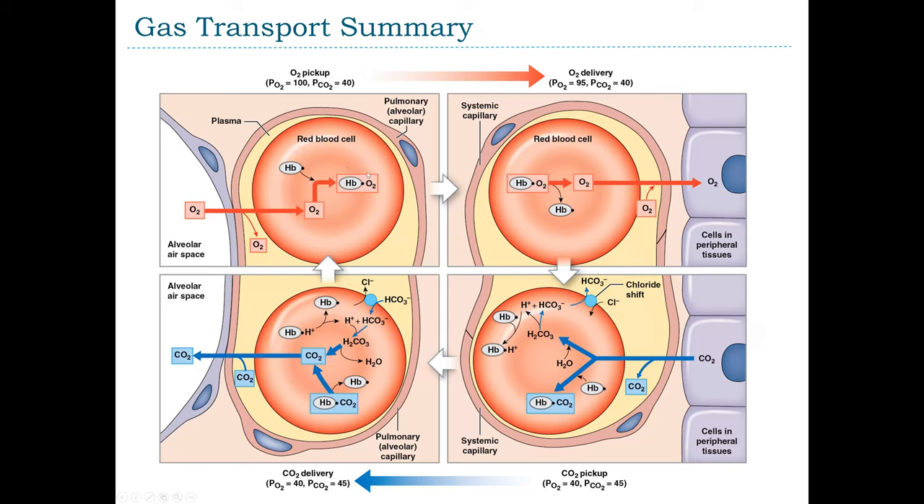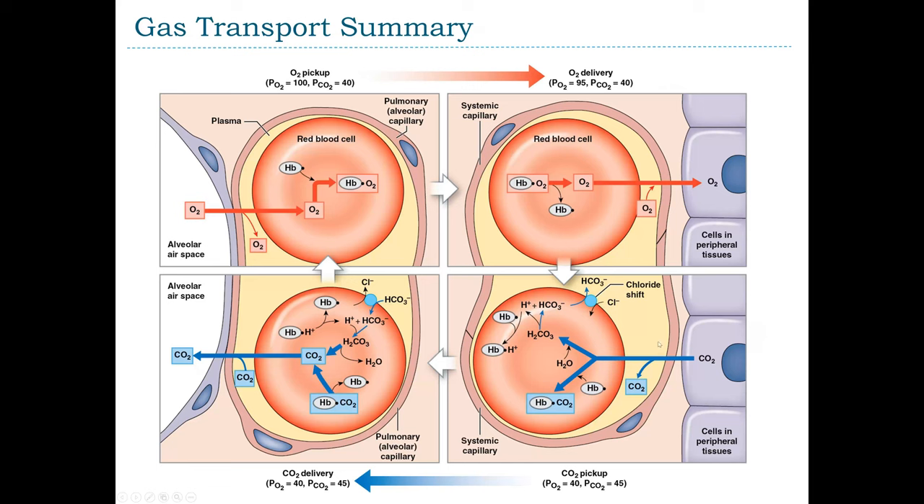So to summarize gas transport in the blood: if we start up here at the upper left, this is the alveolar airspace. In the alveolar airspace, we have oxygen that is coming into the plasma. A little bit of it will stay dissolved in the plasma, but most of it is going to be picked up by the red blood cells, and it's going to bind to the hemoglobin molecules to get oxyhemoglobin. The red blood cells then go out to the tissues, and when delivering the oxygen, because the oxygen pressures are lower in the tissues, the hemoglobin will let go of the oxygen, and the oxygen will diffuse out into the tissues to the lower pressure, and the oxygen in the plasma will also diffuse into the tissues.